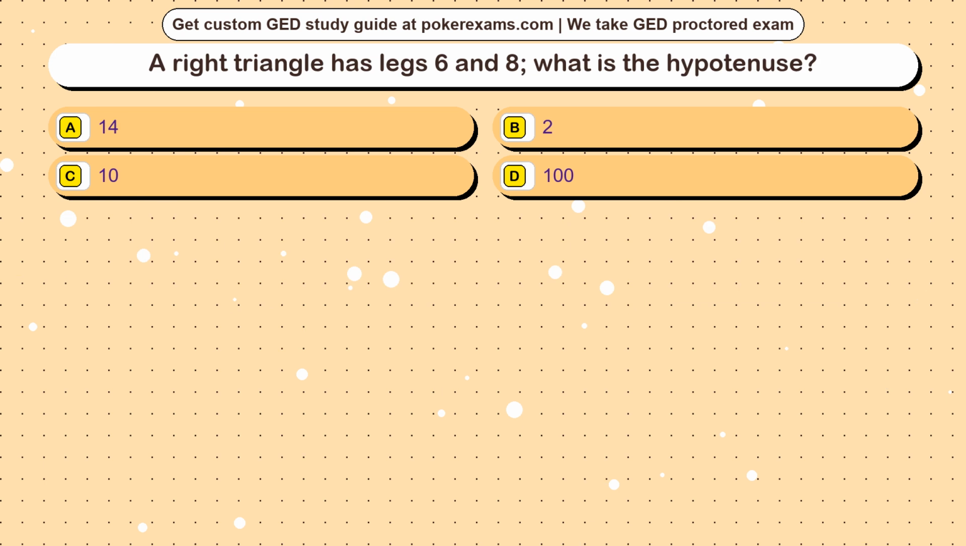Question 17. A right triangle has legs 6 and 8. What is the hypotenuse? Option A, 14. Option B, 2. Option C, 10. Option D, 100.